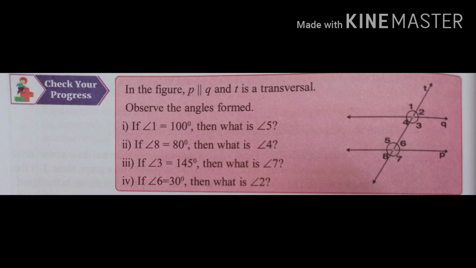Using the above example, now let us check your progress, children. So write down in your notebook and find the values of what they want. Angle 1 is equal to 100 degrees. Then what is angle 5? Very easy, children. Angle 8 is equal to 80 degrees. Then what is angle 4? Angle 3 is 145 degrees. And what is angle 7? If angle 6 is equal to 30 degrees, then what is angle 2? Find out, children.